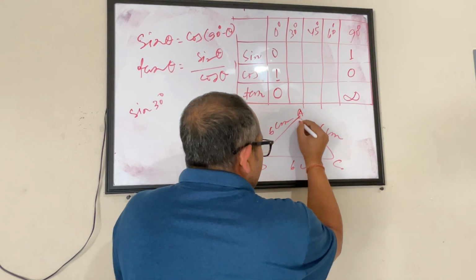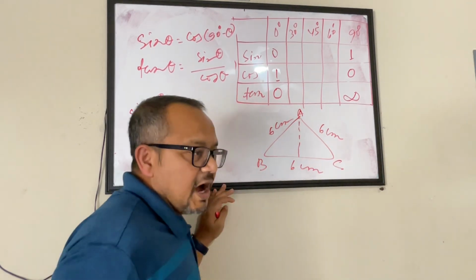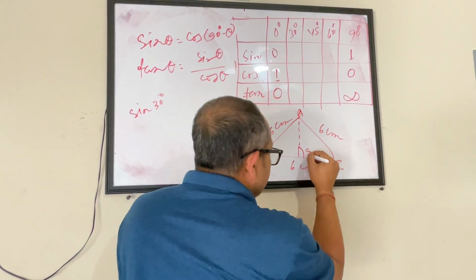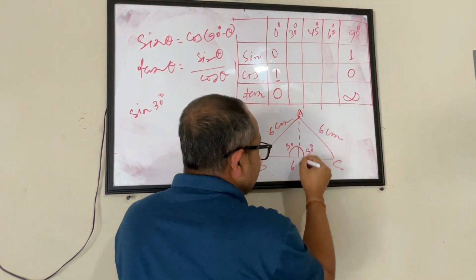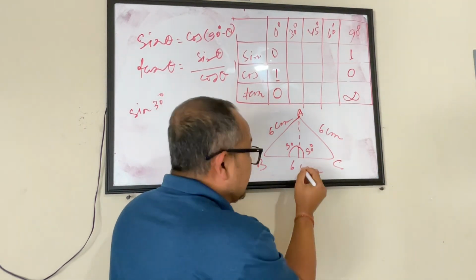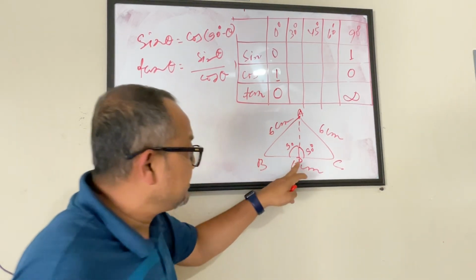Now, I am drawing a perpendicular line from here to here. From this vertex, I am drawing a perpendicular line here. And this is hitting here on the point D.